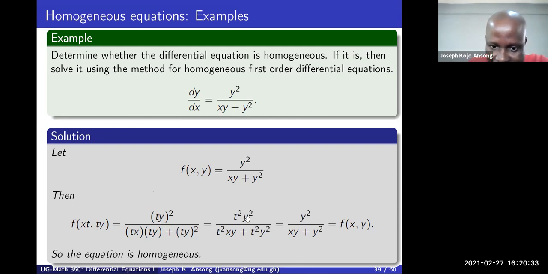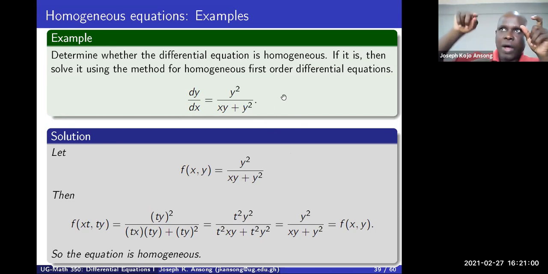If you do that, you see that now the t's cancel out. I can pull out t squared here and it cancels this. I'm left with y squared over this, which of course is equal to f of x, y. So I've shown that f of xt, ty is equal to f of x, y, which means that this equation is homogeneous.